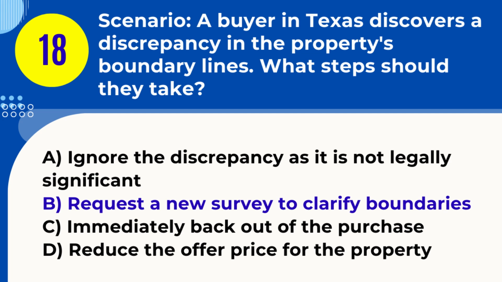Answer: B. Request a new survey to clarify boundaries. Explanation: If a buyer in Texas discovers a discrepancy in the property's boundary lines, they should request a new survey to accurately determine and clarify the property boundaries.